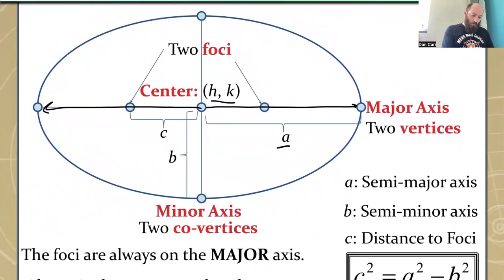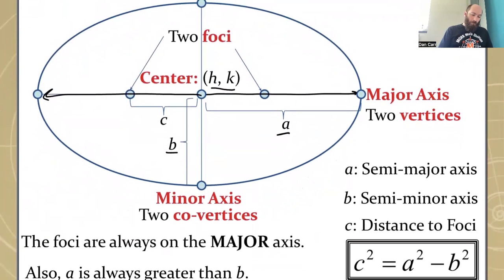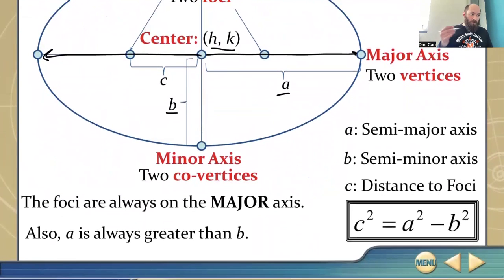The minor axis is going to be marked with a B. So again, we always are going to do it as A is major, B is minor. So B is going to be the shorter version no matter what. So A is always going to be greater than B.